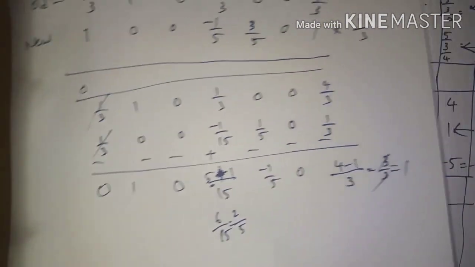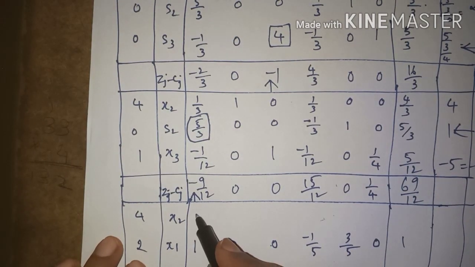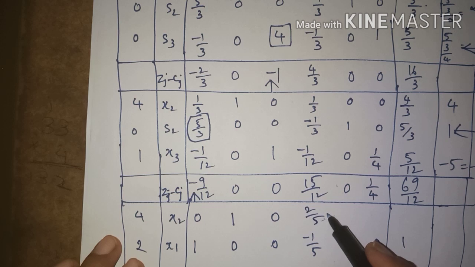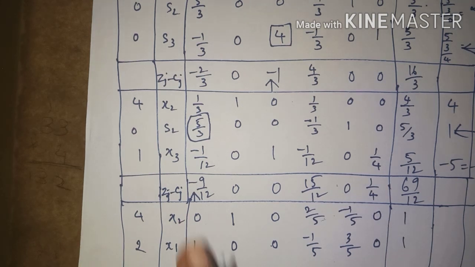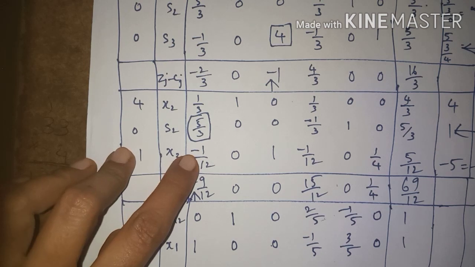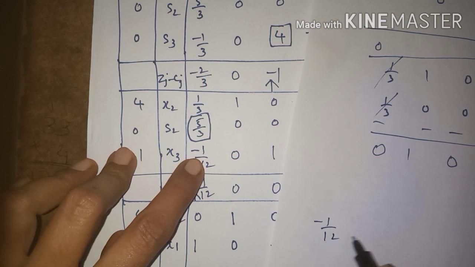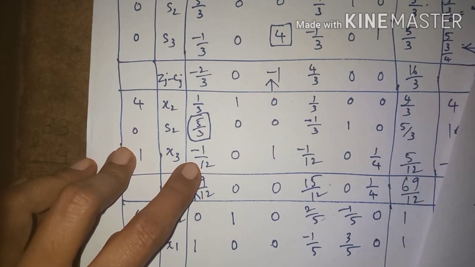Like this I did the simplifications. Now I'll write how much you have got: 0, 1, 0, 2 by 5, minus 1 by 5, 0, 1. Now next this element we have to convert into 0. Whatever the element we are going to convert into 0, that one we should write first. Old row, minus 1 by 12, 0, 1, minus 1 by 12, 0, 1 by 4, 5 by 12.